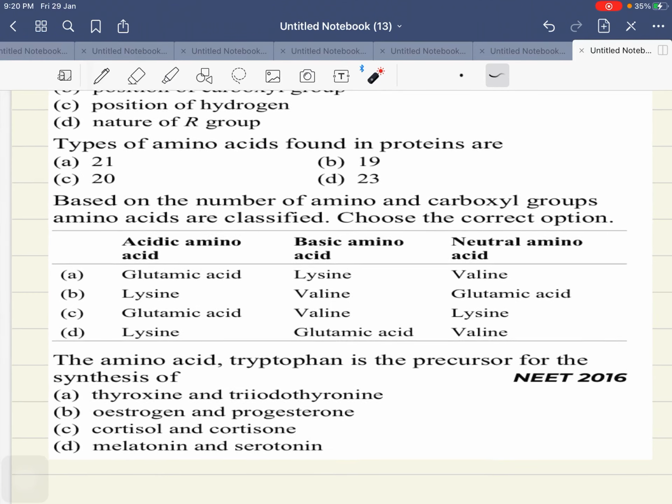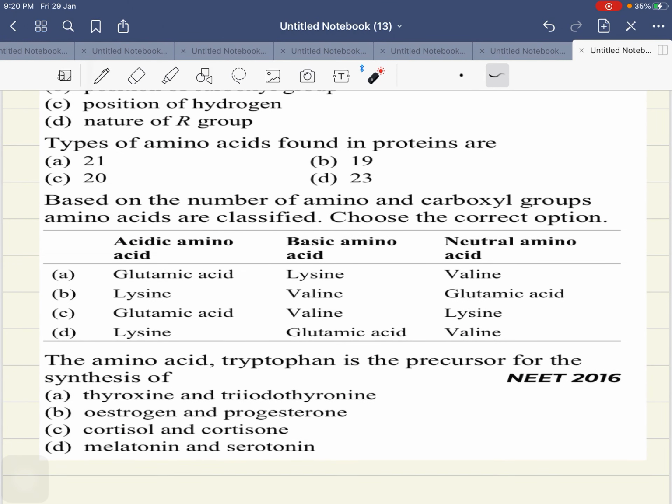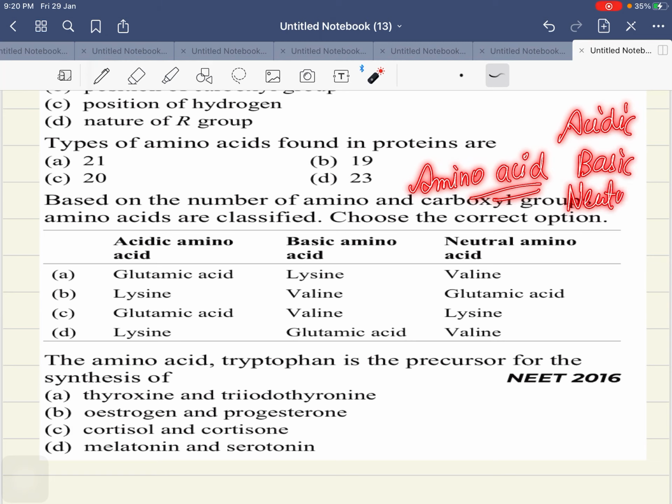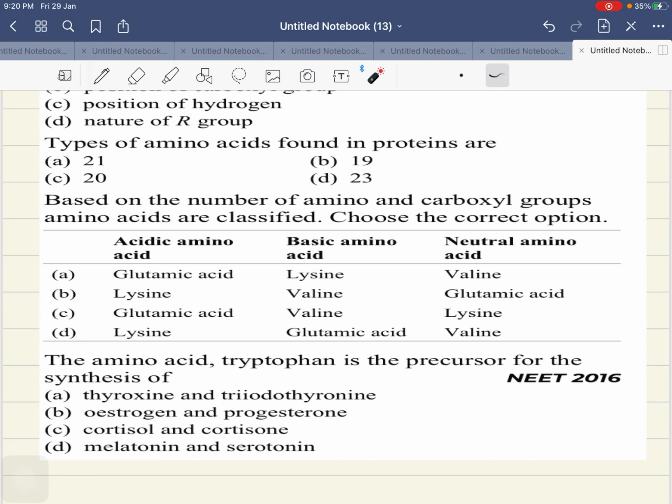Based on the number of amino and carboxyl groups, I gave you one shortcut to remember this in the amino acid video. You can refer to my amino acid video for how to remember acidic, basic and neutral groups. I told you that the only amino acid which is neutral is valine. And there I gave you the trick to remember the acidic and basic amino acids. We have two acidic ones, glutamic and aspartic acid. They both are acidic. So the correct answer will be A.